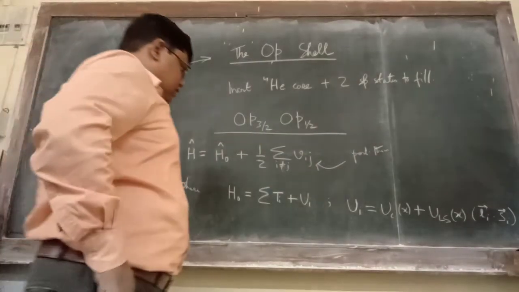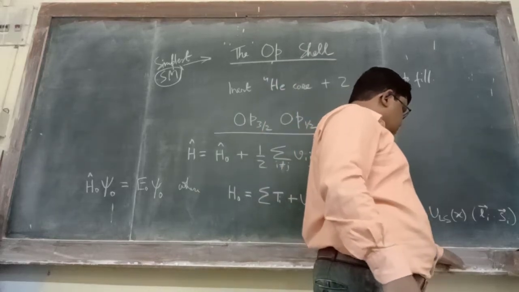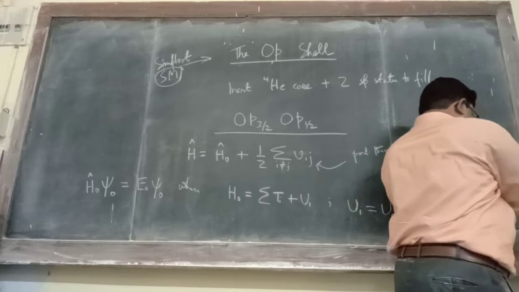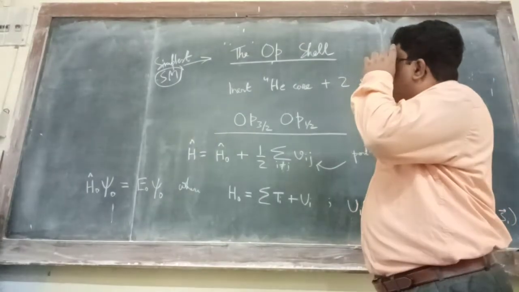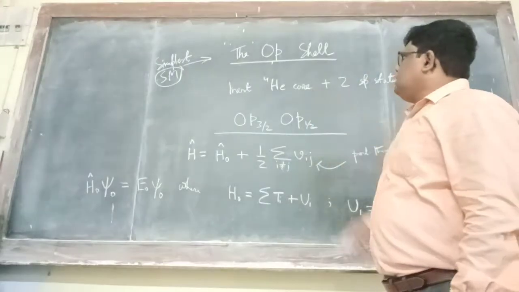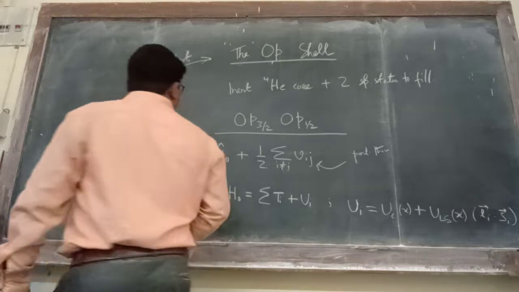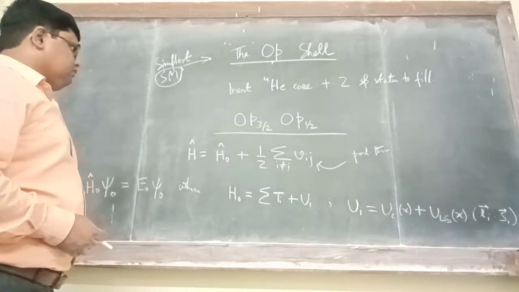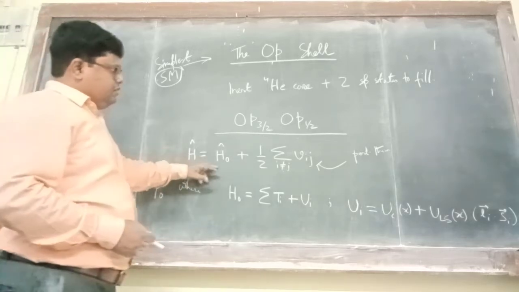Okay, so now we will solve with all these discussions. After them, we will now solve the 0p shell model, which is the simplest shell model. So in this case, we have got an inert 4He core plus 2 single particle states to fill. Fine. So let me write down the total Hamiltonian again.